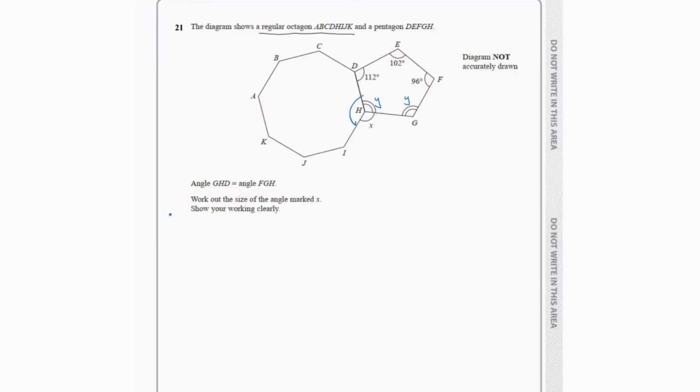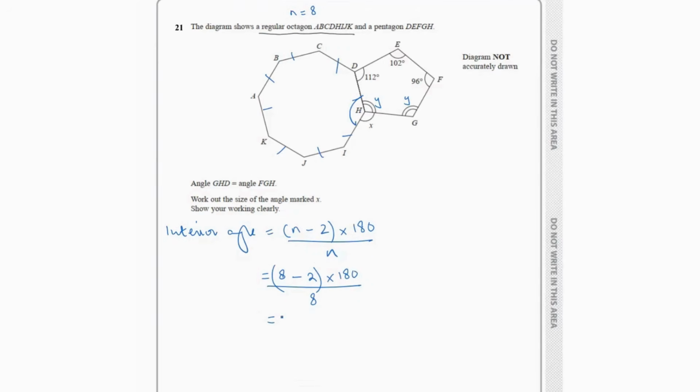So first, interior angle. We have 1, 2, 3, 4, 5, 6, 7, 8 sides because it's an octagon. So the interior angle formula is (n minus 2) times 180 over n. So 8 minus 2 times 180 divided by 8. That equals 135. So 135 is the interior angle of the octagon.